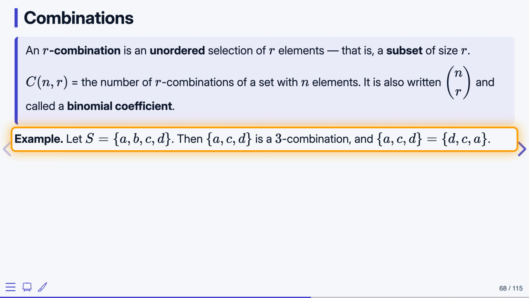Look at the set S with the elements B, C, and D. The selection of C, D picks 2 of them, so it is a 2-combination. Order does not matter, so C, D and D, C are the same selection, not two selections.